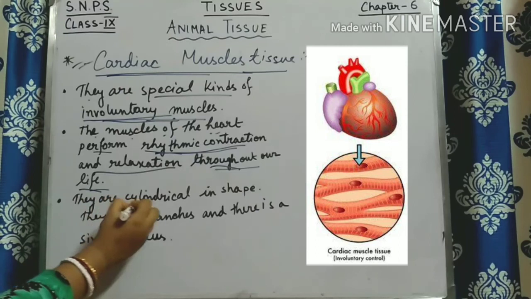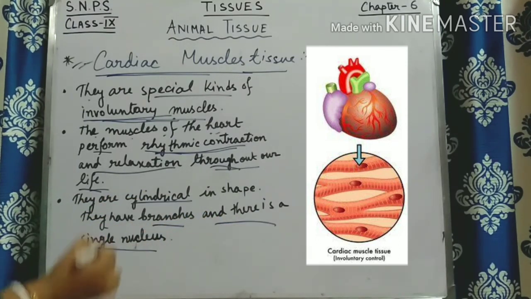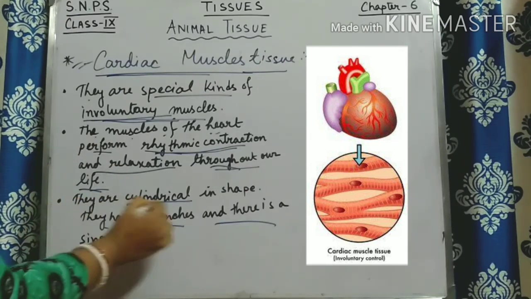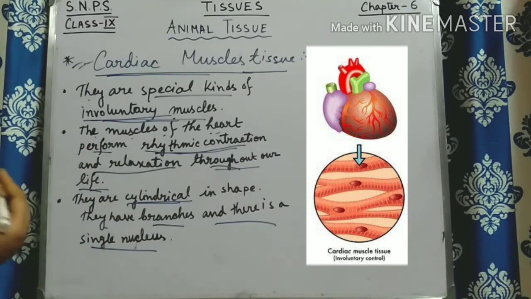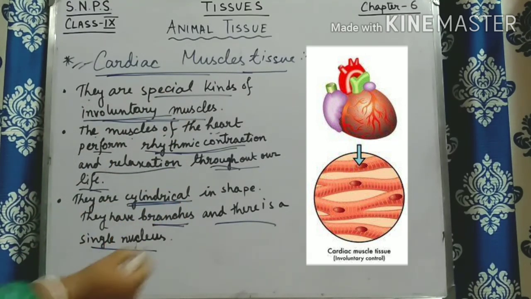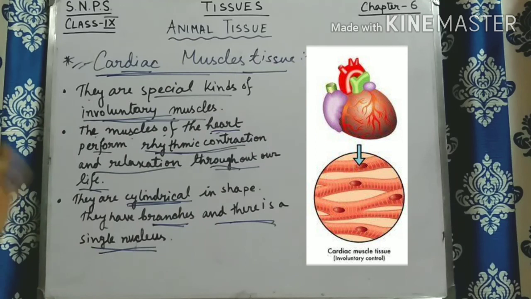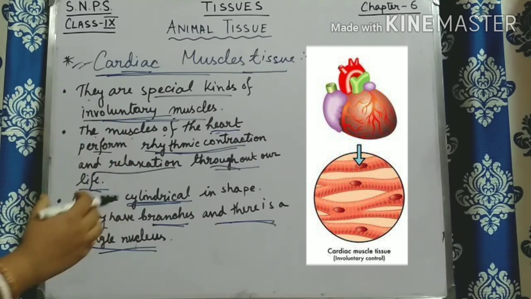They are cylindrical in shape. In the picture you have seen, you can see that they are cylindrical in shape. They have branches and there is a single nucleus in each branch. So this was the cardiac muscle tissue. And it is the most important muscle tissue because it controls our heart. Without our heart we cannot stay alive.